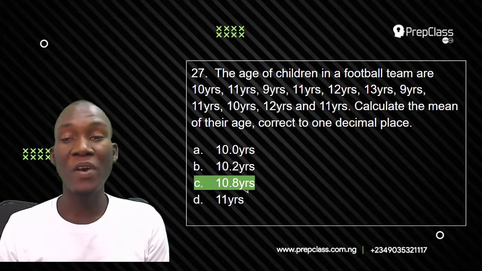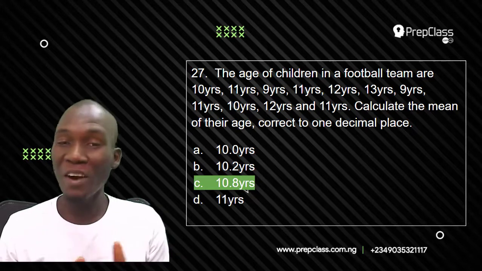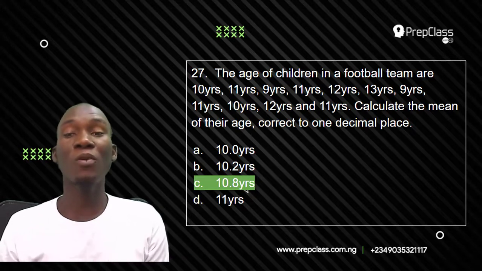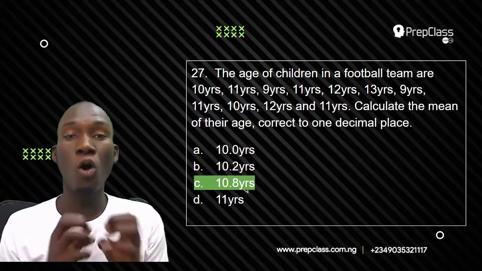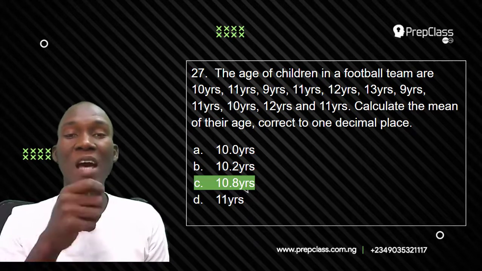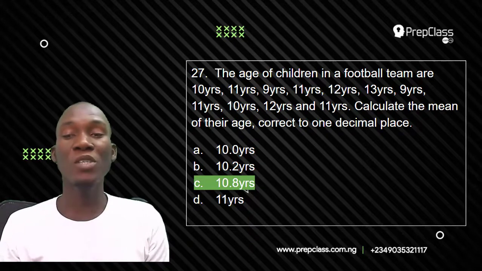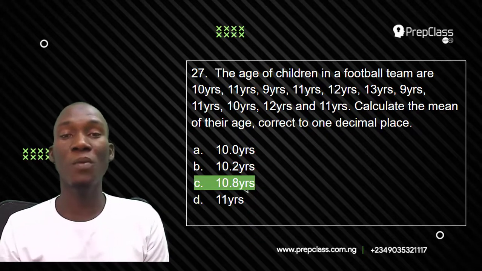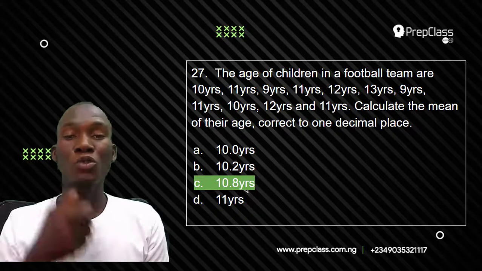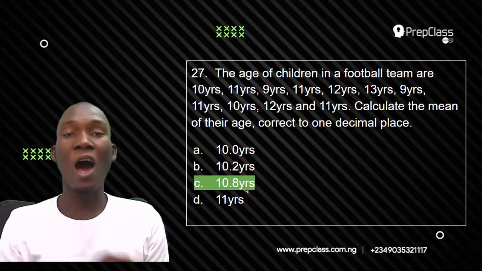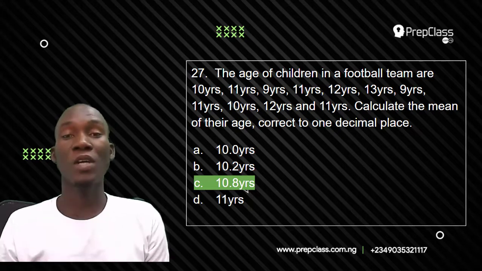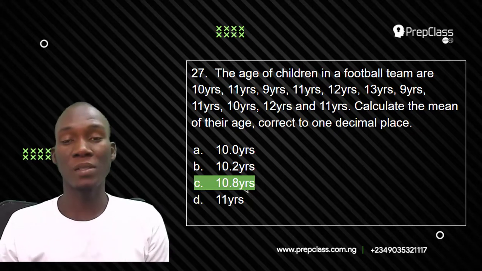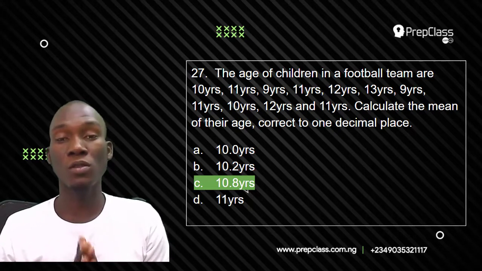So that is very, very simple, right? Very simple. So this means that if you have to calculate the mean of a particular set of numbers, what you need to do is add all the numbers together, then count how many numbers you have. So that means you divide the sum of the numbers by the total numbers, how many of the numbers you have in the set. So when you do that, you are going to get the mean of the numbers. So that is how we solve such a question.